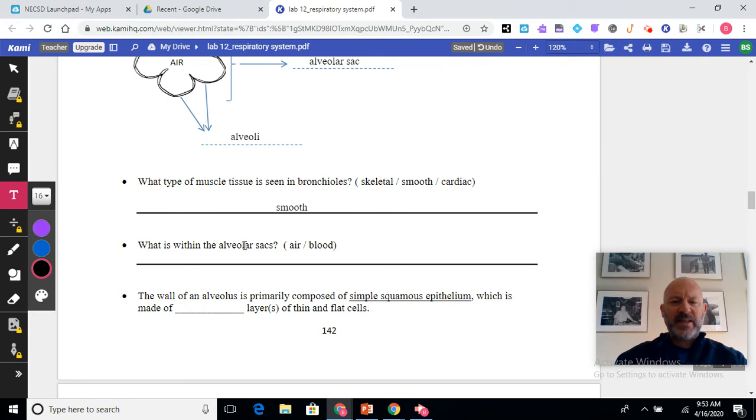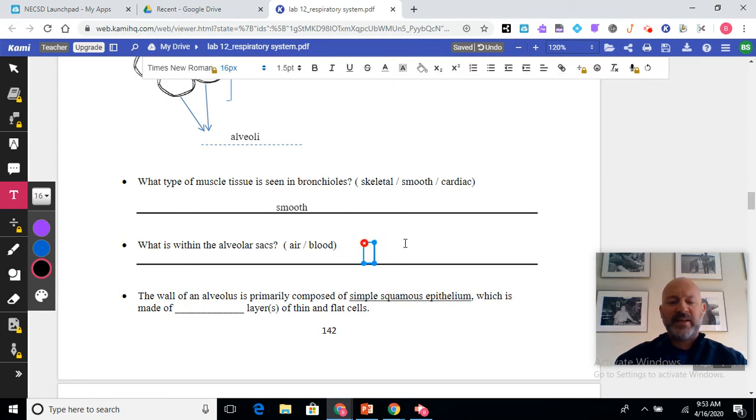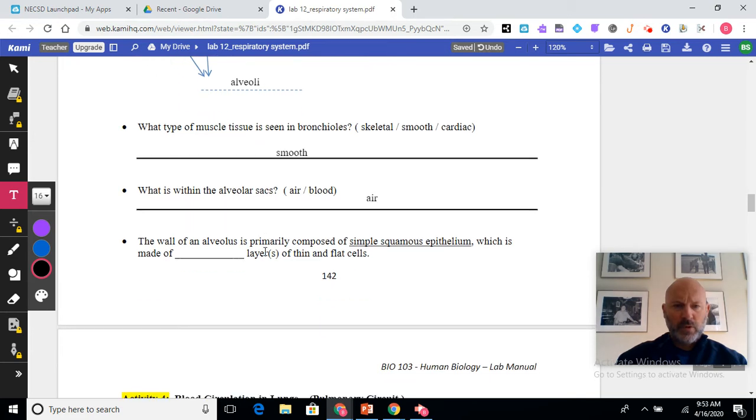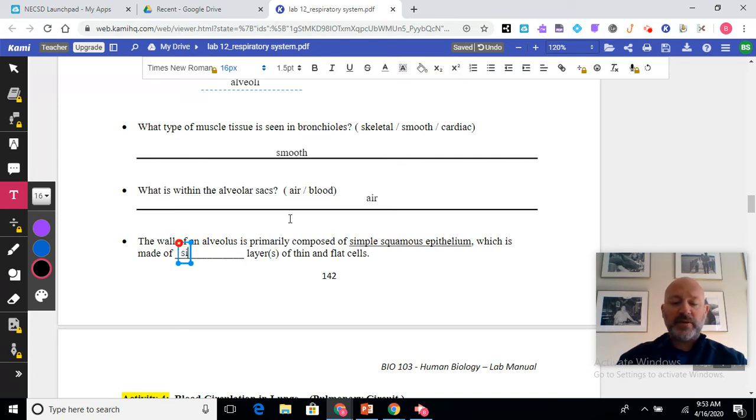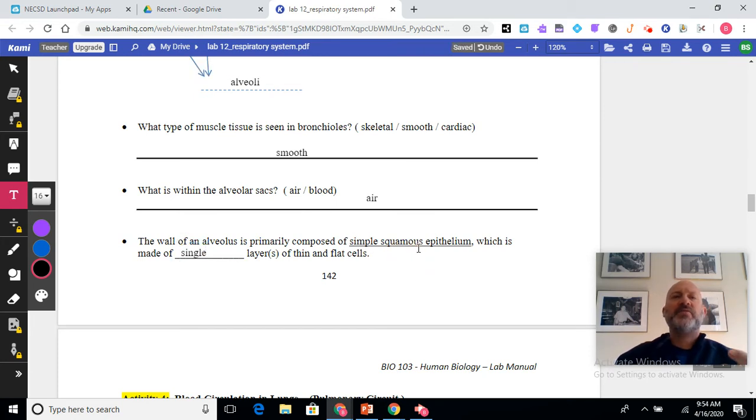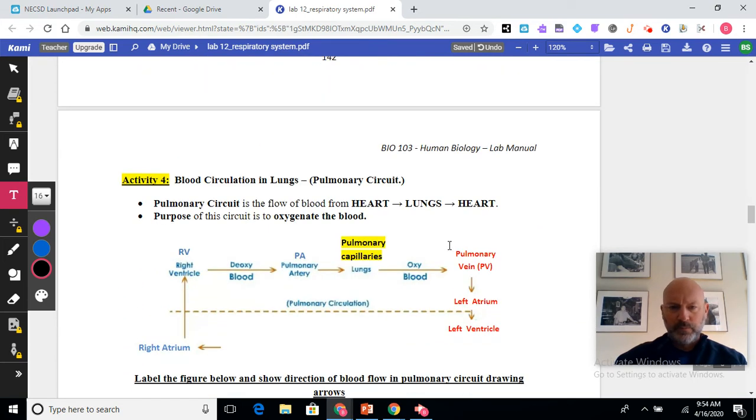What is within the alveolar sacs? Well, inside the alveolar sacs, there's going to be air inside. The wall of the alveolus is primarily composed of simple squamous epithelial cells, which is made of single layers. Remember, these walls are super thin. Why do they have to be thin? Because gases have to diffuse across them.